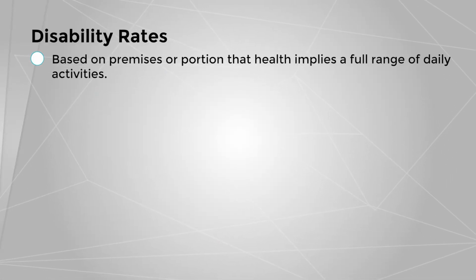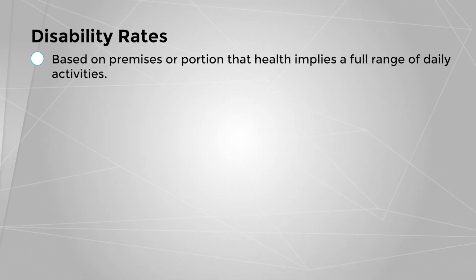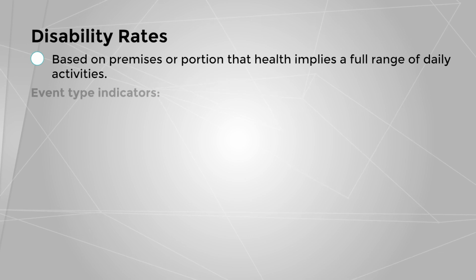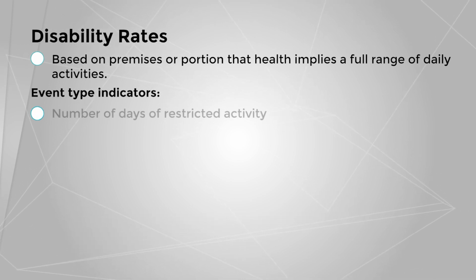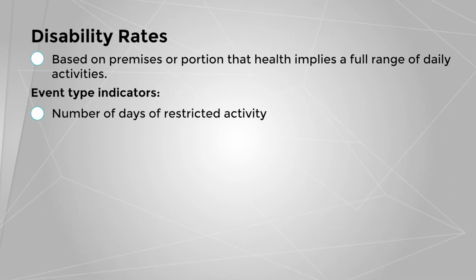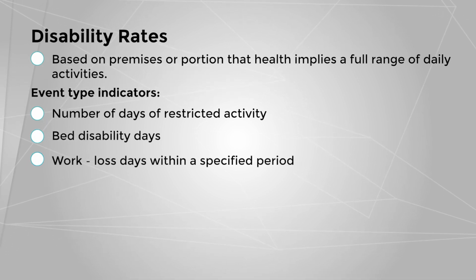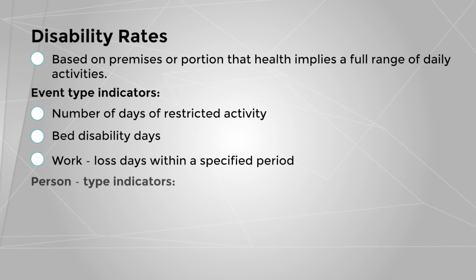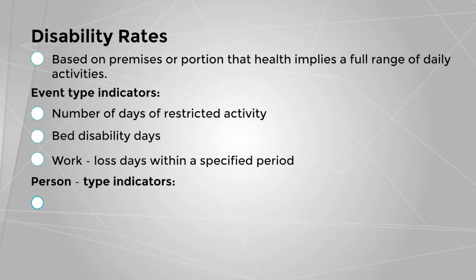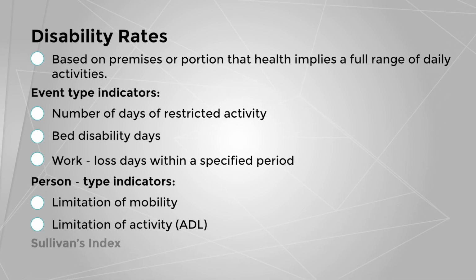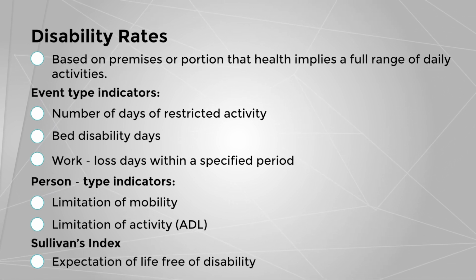Based on the premise that health implies a full range of daily activities, these indicators may be grouped into event type indicators, or number of days of restricted activity, bed disability days, work loss days within a specific period, or person type indicators, that is limitation of mobility, limitation of activity, Sullivan's index and expectations of life free of disability.